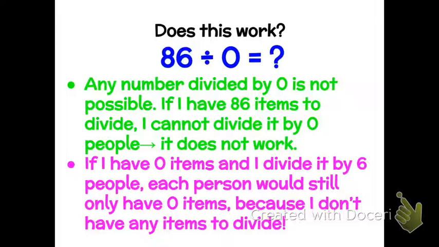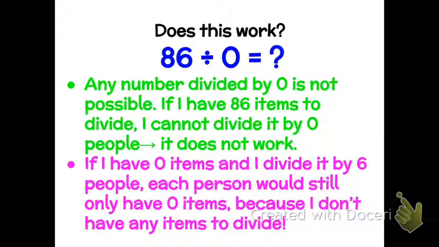Now, we need to ask ourselves, does this work? If I think about it in terms of books again, I have 86 books that I'm dividing by 0 people. Well, that can't still be 0 because I started off with 86 books. But it doesn't seem to work. So any number divided by 0 is not possible. If I have 86 items to divide, I cannot divide it by 0 people. It just does not work. So these problems I would write down as not possible.